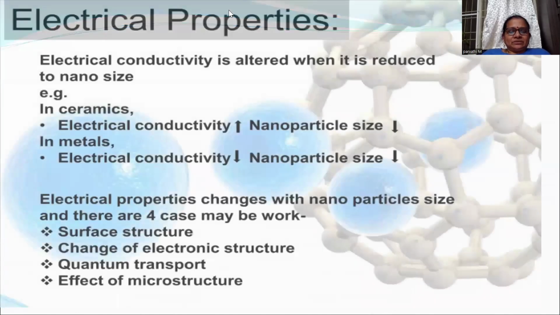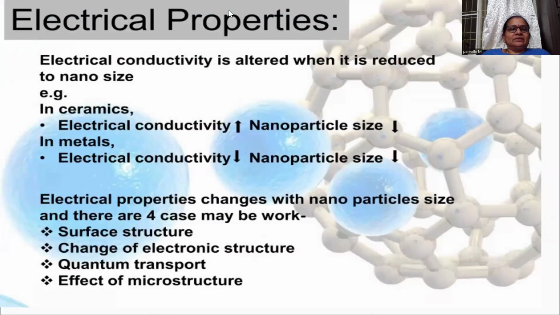Now, coming to the properties of electrical field. Electrical conductivity is one parameter that varies when the size of the particle changes. In ceramics, for example, ceramic in the sense like a brick kind of material, a hard material, electrical conductivity increases as nanoparticle size decreases. As the nanoparticle size decreases, that means the thickness is reduced and conductivity increases. That is one typical characteristic we can observe in ceramics.